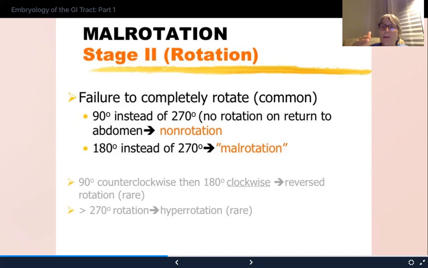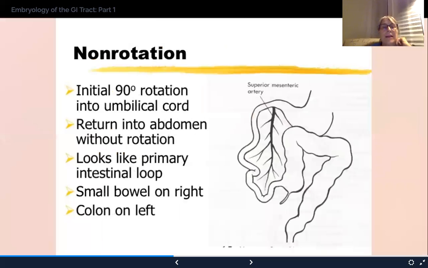So the primary loop has gone out into the umbilical cord. It has come back in, but instead of making the full 180-degree loop, it's gotten stuck somewhere in the top. So again, non-rotation, that initial, just the primary loop out and back in, looks like the primary intestinal loop. All of the small bowel is on the right side of the abdomen. All the colon is on the left. This doesn't need any surgical repair. It doesn't need anything done. It's usually asymptomatic and there's not much danger to this.